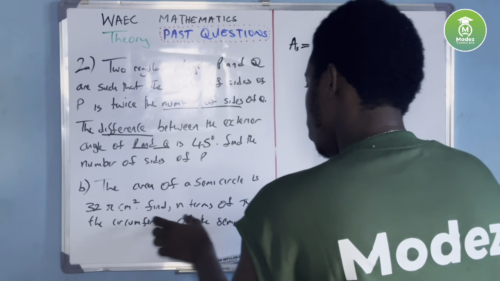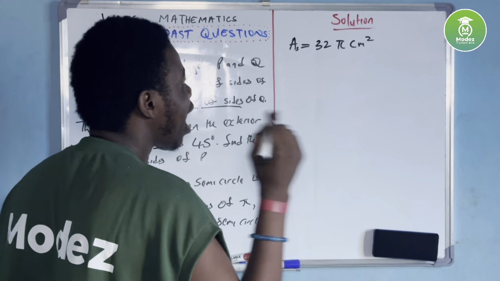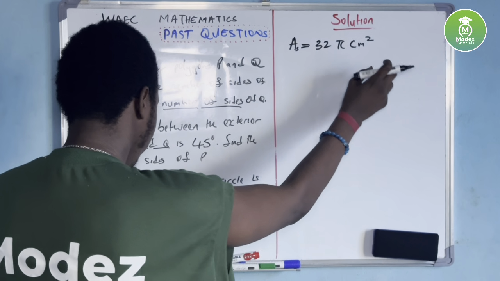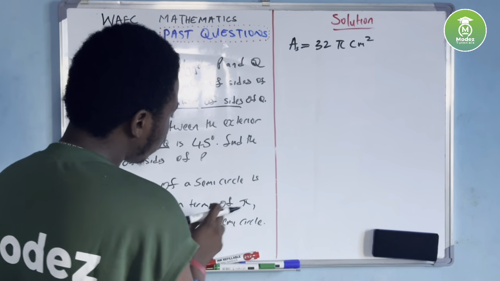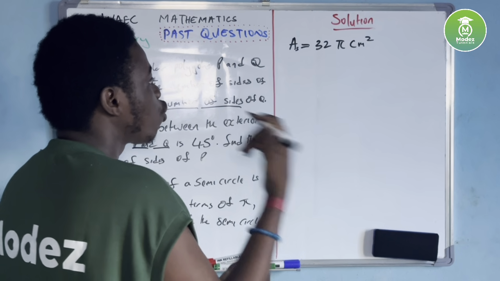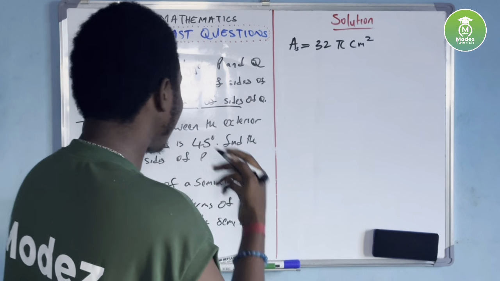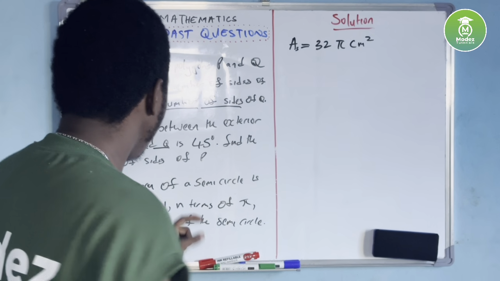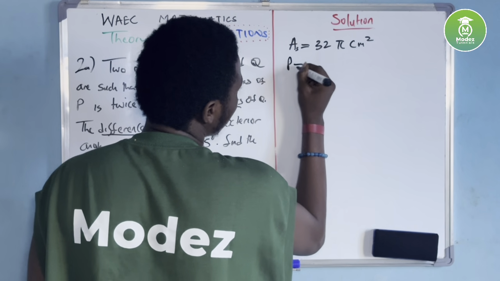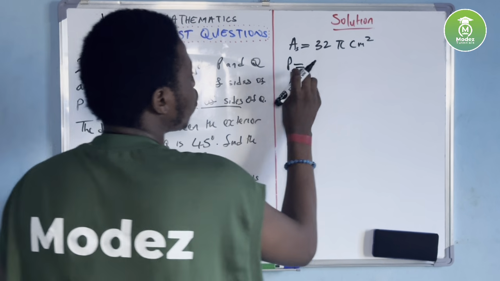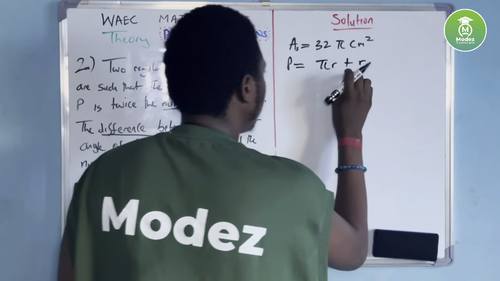Now, in order for you to find the circumference, you need to first of all get r. They did not give you the radius. They only gave you the area of the semicircle, right? You need to get the radius to be able to get the circumference. I hope you are getting it. Radius is important to get the circumference. Now, circumference is also the same thing as perimeter, right?